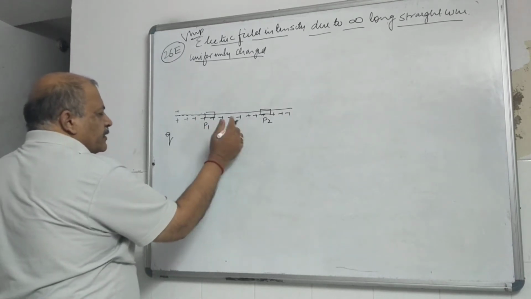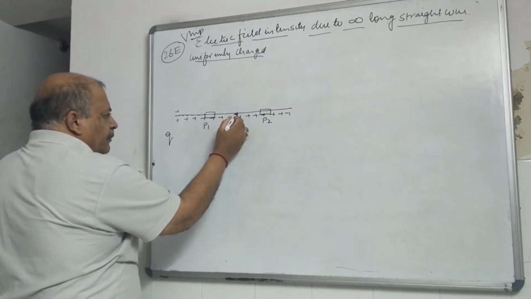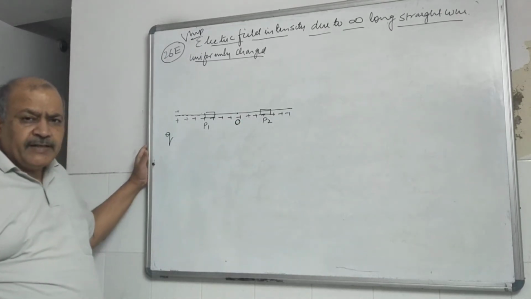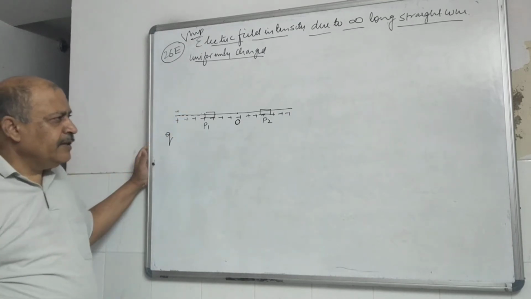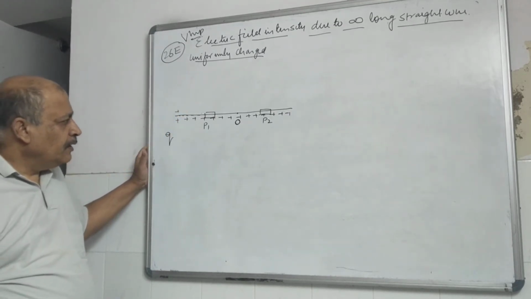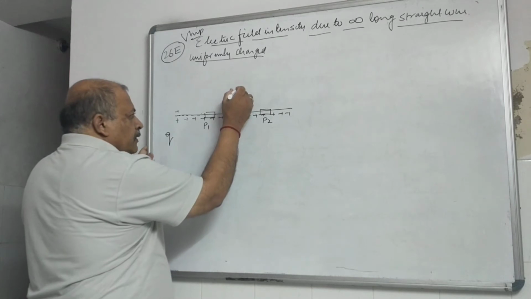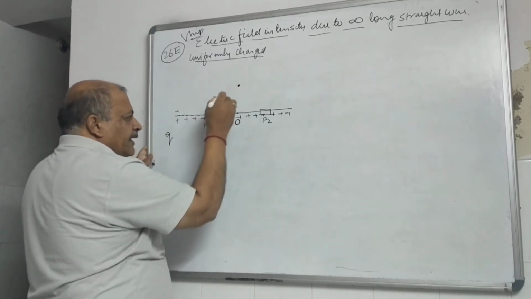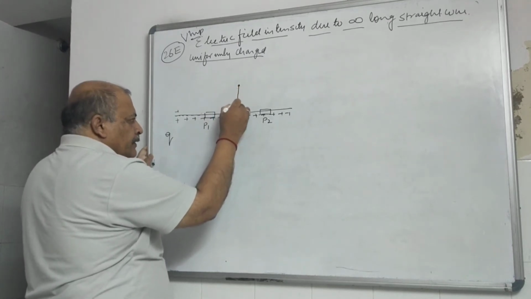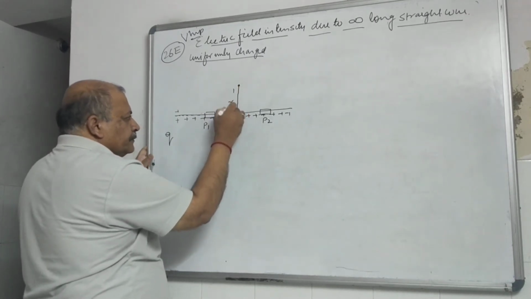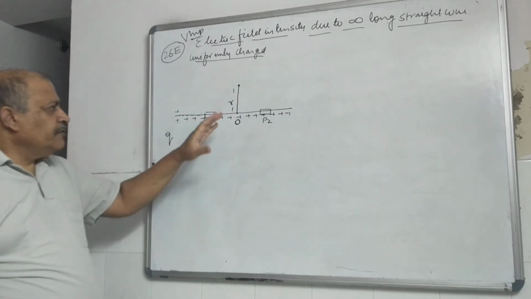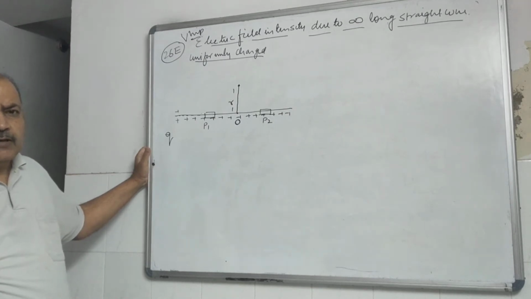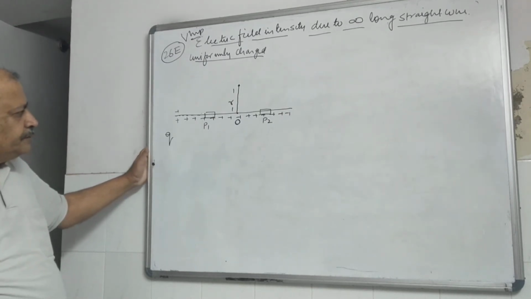These are the two elements, and this is the arbitrary center. Arbitrary center means the assumed center of this infinitely long straight wire. At this point P, which is at a distance R from this infinitely long straight uniformly charged wire, we have to calculate electric field intensity.